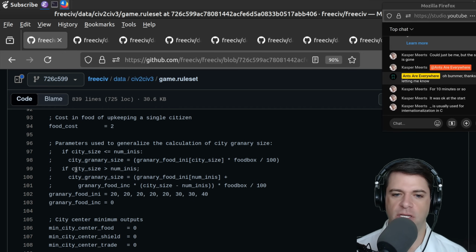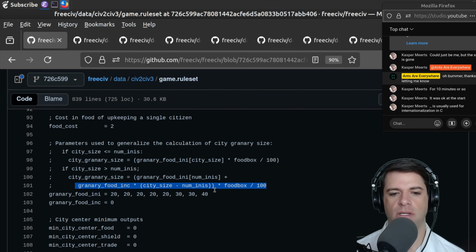And then if the city size is bigger than the number of inis, then we'll pass in the number of inis. And then we've got this food increment times a bunch of stuff, but food increment is 0. So I guess this doesn't matter in Civ 2 or something.